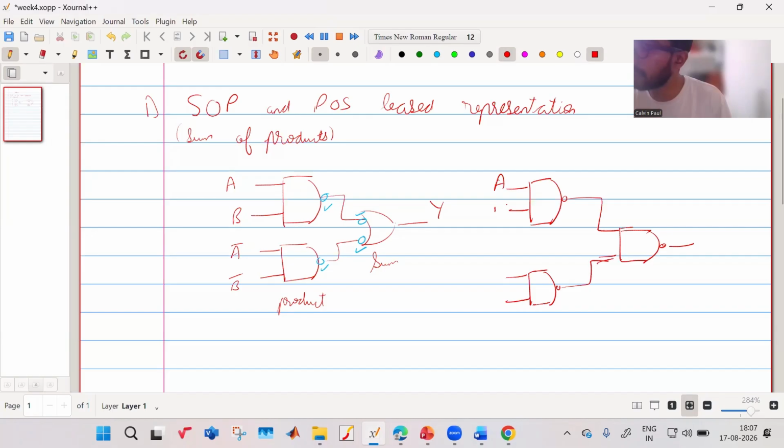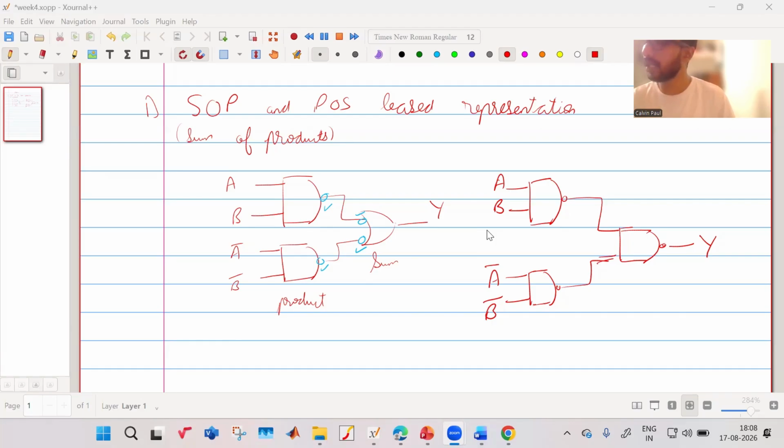You have A here, B here, A bar here, B bar here. This is your output Y. So what we are doing is representing the logic gates in an SOP representation using NAND gates alone. In the course, when sir was teaching CMOS based representation, he would have shown you how NAND gates look in a CMOS based circuit. A NAND gate requires only 4 transistors. That is an advantage of a NAND gate, which is why it is preferred.